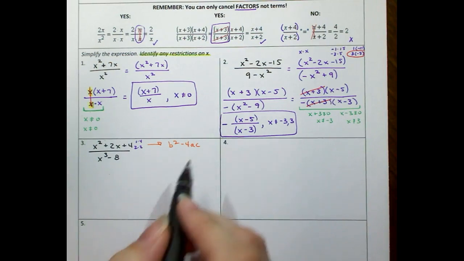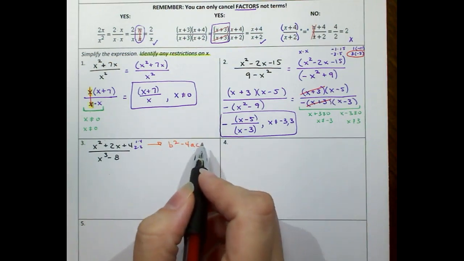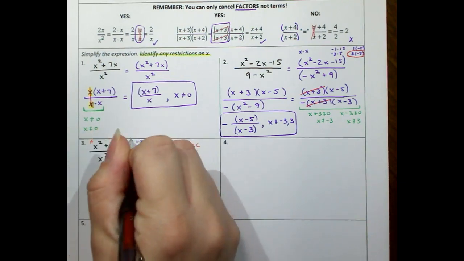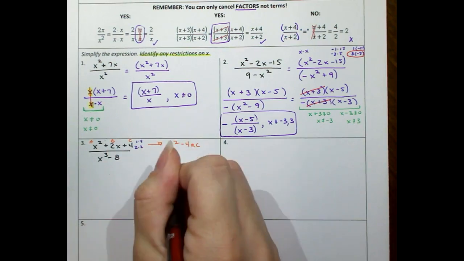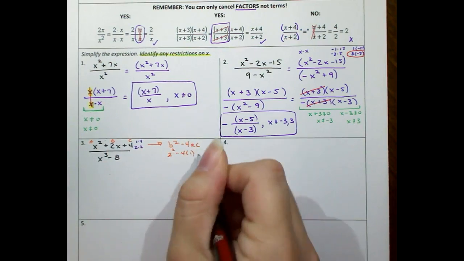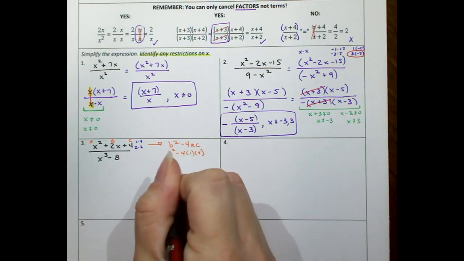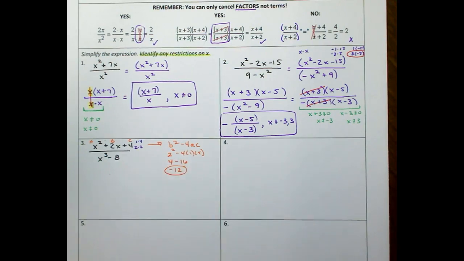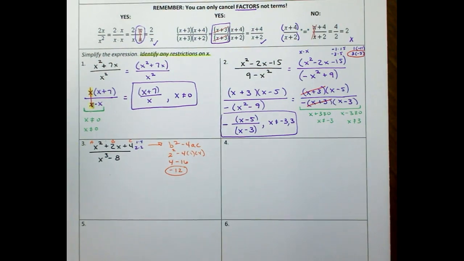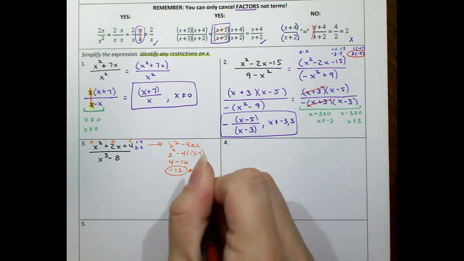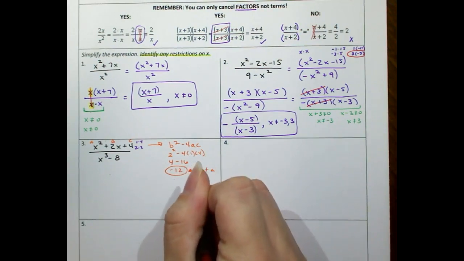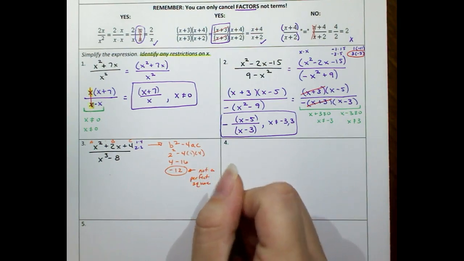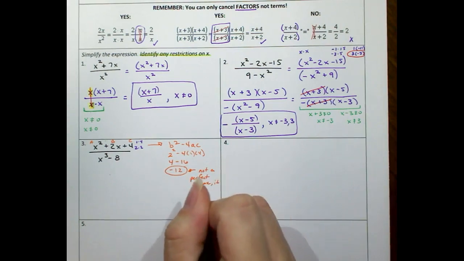So just a reminder, this is what's underneath the radical in the quadratic formula. So remember, this is A, this is B, and this is C. So B is 2, A is 1, and C is 4. So when we find the discriminant, we end up with negative 12. Negative 12 is not a perfect square. So if this value is not a perfect square, it is not factorable.